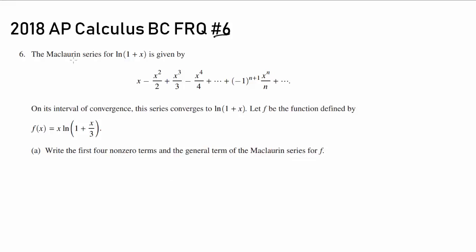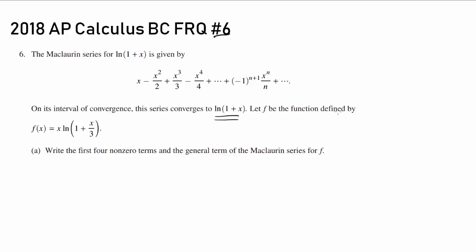So let's begin. The Maclaurin series for natural log of 1 plus x is given by x minus x squared over 2 plus x cubed over 3 minus x fourth over 4. So alternating in sign, we are going from x squared, x cubed, x to the fourth. Bottom is increasing by 1, 2. And they are even giving us a general term of the Maclaurin series for natural log of 1 plus x. On its interval of convergence, this series converges to natural log of 1 plus x.